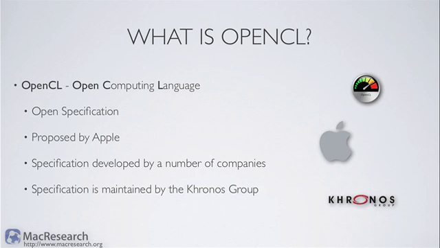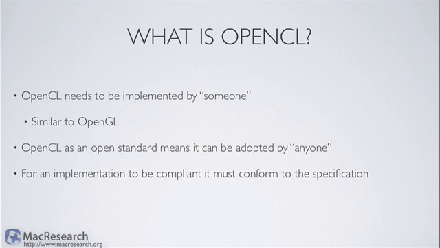OpenCL is really designed to help people take advantage of all of the computing power on their computers for a variety of tasks, but really for parallel computing tasks that take a long time and need a lot of horsepower to complete. The OpenCL specification is maintained by the Khronos Group. They're the same group that maintains the specifications for OpenGL and a few other open spec technologies that are out there.